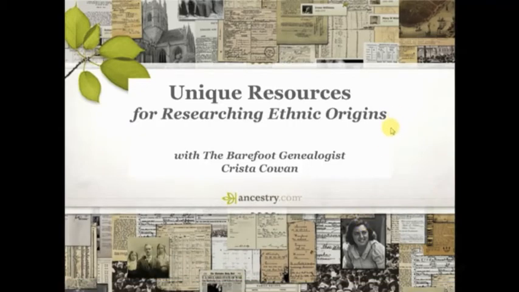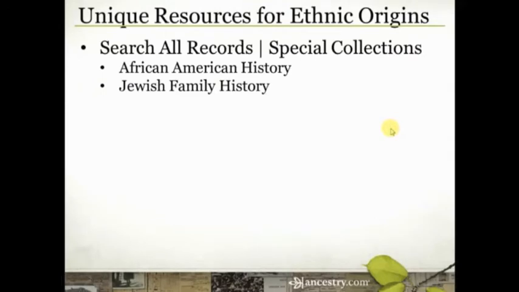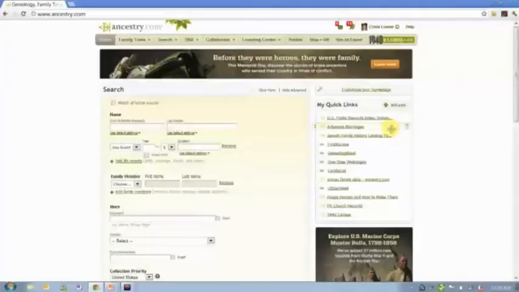The first thing I want to talk about is what you're going to find in our special collections. Right now we have 2 special collection pages, and here's how you're going to find those. I'll spell it out here, and then I'll jump over to the website so you can see where I go. It's going to be under Search All Records, and there's going to be a special collections section, with links to African American history or Jewish family history where you can search those records specifically. So here's what that looks like.